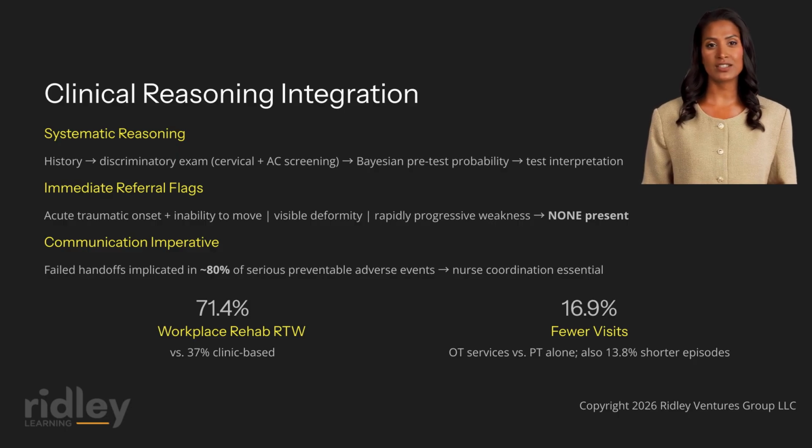The nurse recognizes patterns requiring immediate referral, including acute traumatic onset with inability to move the arm, visible deformity, or rapidly progressive weakness, none of which are present in this patient. The expected outcome for this patient is favorable. Workplace-based rehabilitation programs that incorporate actual work demands produce significantly higher return-to-work rates at 71.4% versus 37% compared to clinic-based rehabilitation alone, with better psychosocial adaptation.